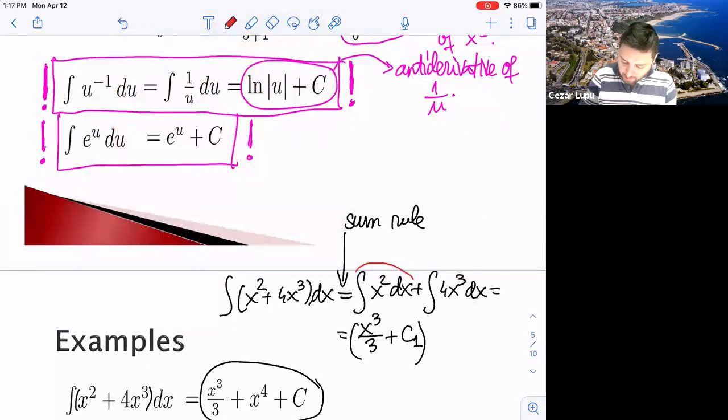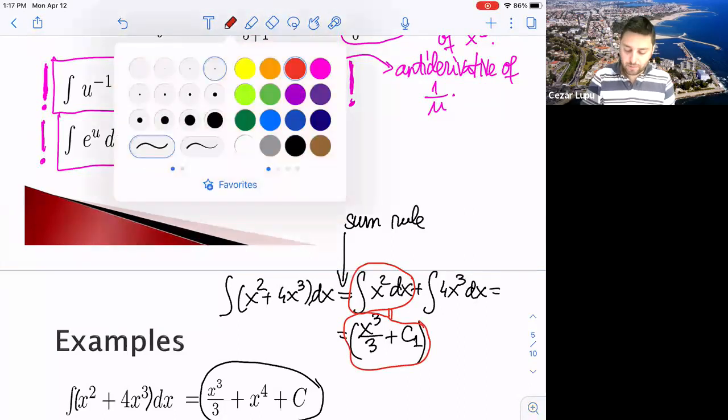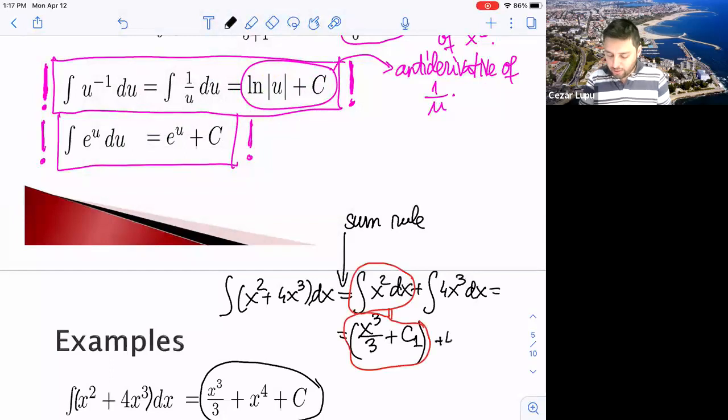So let me put it like this. Right? And now let's see the second one. For the second one, we can take the constant out, right? Plus 4 times the integral of x cubed dx, right? So we apply the constant rule, and this will give us, so let's keep the first one, x cubed over 3 plus c1 plus 4 times the integral of x cubed, which is nothing else than just x to the 4th over 4. And let me put plus c2, let's say.